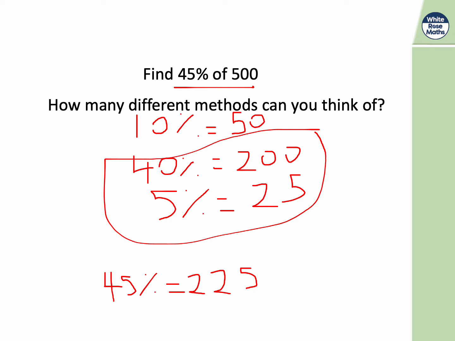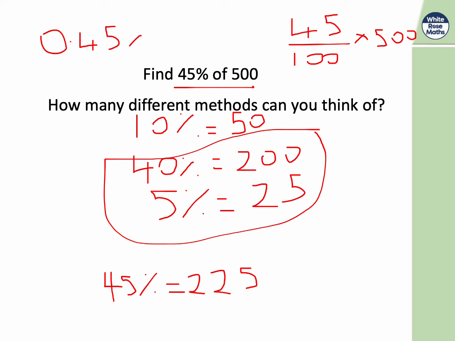So one way I can multiply it by 0.45 as a decimal multiplier. Another way is to write it as 45 over 100, so change it into a fraction of an amount, and then divide by 100 and then times by 45. So a fraction of an amount. I can do it as a decimal multiplier, so 0.45 times 500.